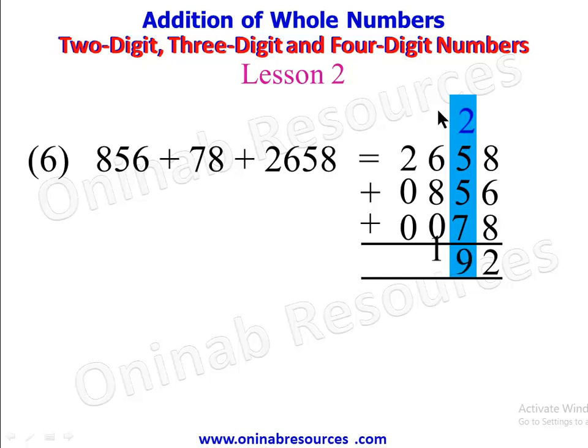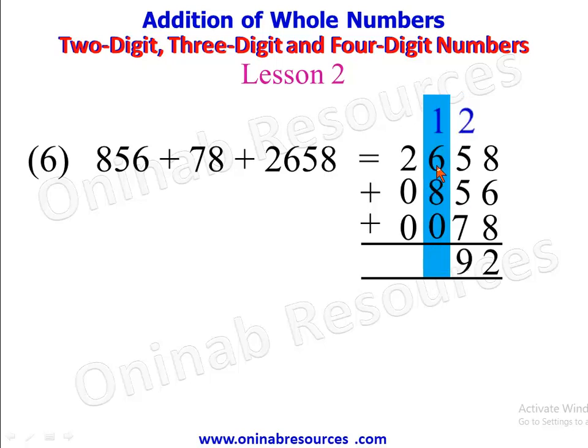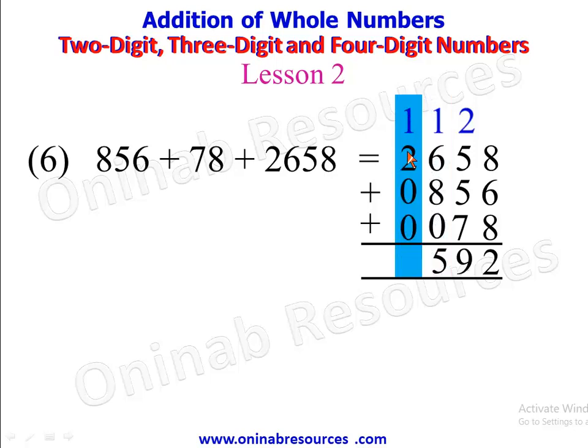This one goes up to be added to 6 and 8. 1 plus 6 gives 7. 7 plus 8 gives 15. We have the 15, and this one goes up to be added to 2. So we now have 1 plus 2 gives 3. So we have succeeded in summing up the three numbers to give us 3,592. And this is the highest we can take in this lesson.